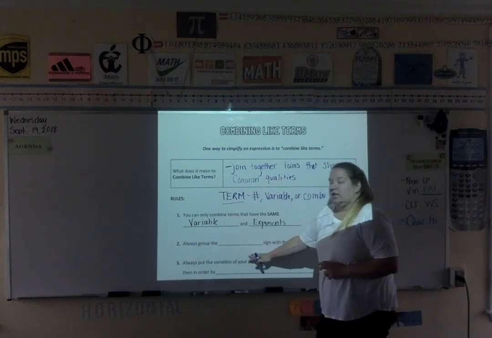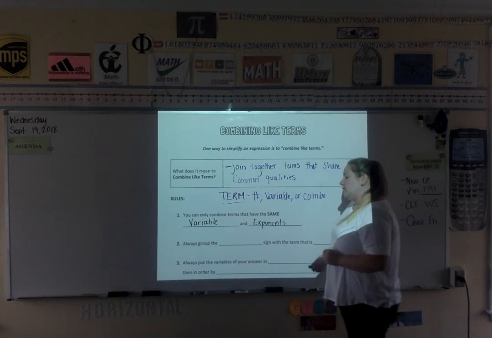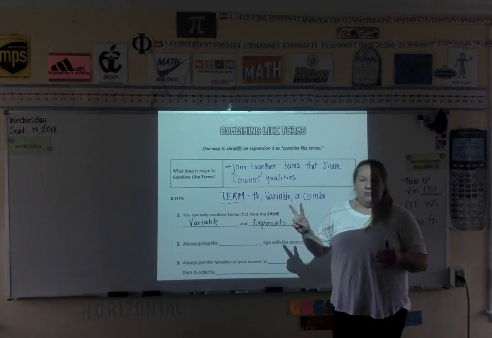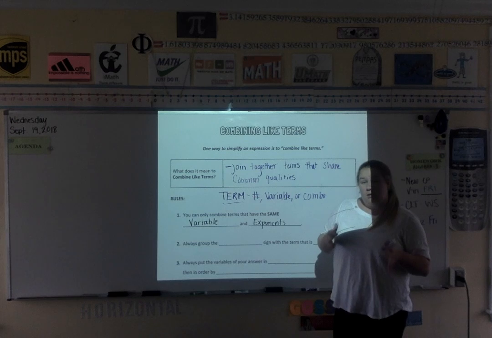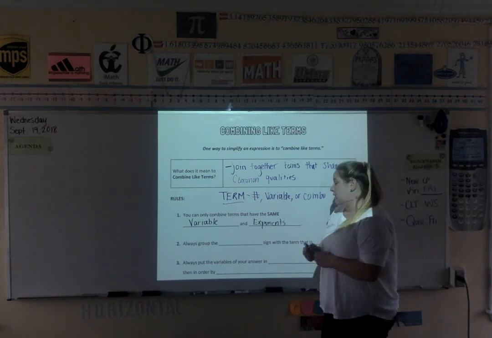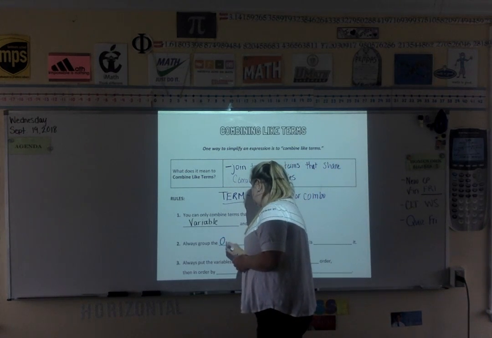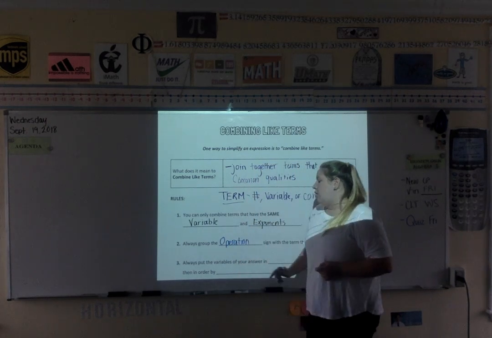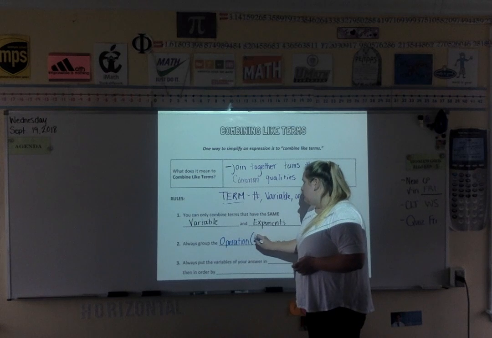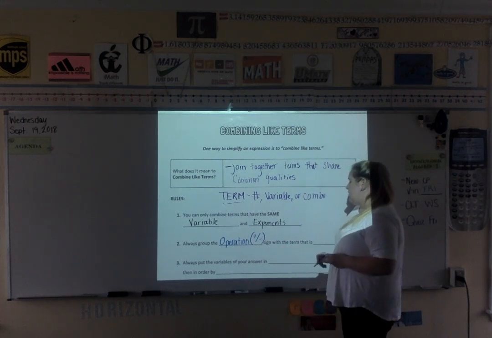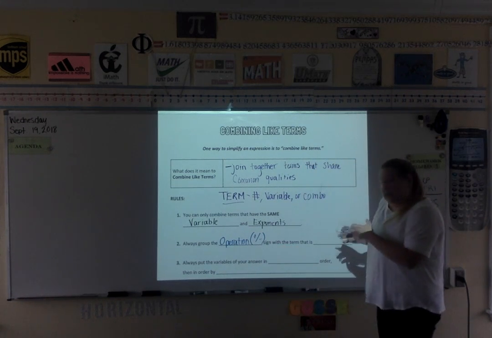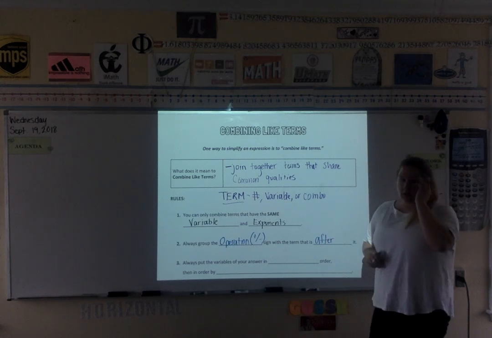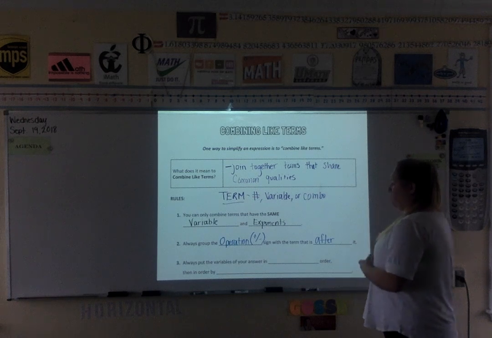The second rule that you need to remember when combining like terms is to always group the operation signs. The only two operations that we use with combining like terms are addition and subtraction. So always group the operation, addition or subtraction sign, with the term that is after it. So the term is going to come after it.